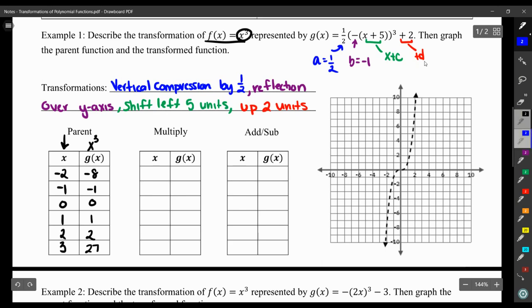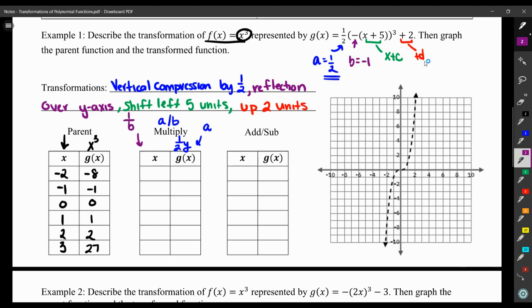Now, for your multiply table has a's and b's. So this is your a and your b parameter. So the a is what affects the y. So since this says 1/2 as a, I'm going to multiply all my y's by half. Now, b affects x, but it's actually 1 over b. So b here is a -1. So if I do 1 over b, that's 1 over -1, which still simplifies to -1. So we're multiplying all of our x's by a -1. Now I'll actually go perform those two operations.